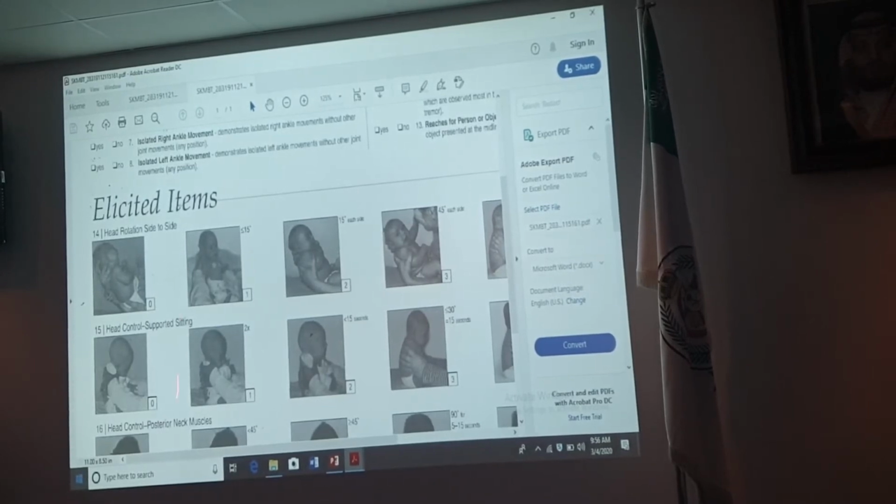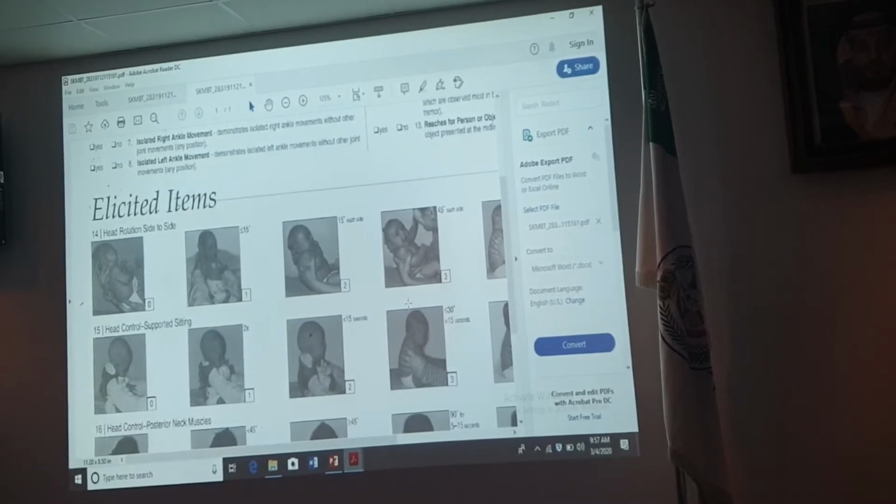Okay, so the picture is self-explanatory. Okay, the next one, item number 15.